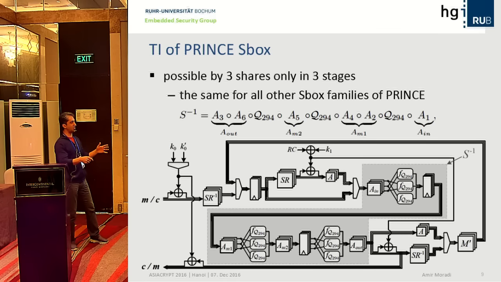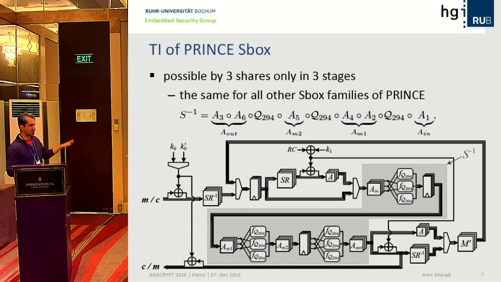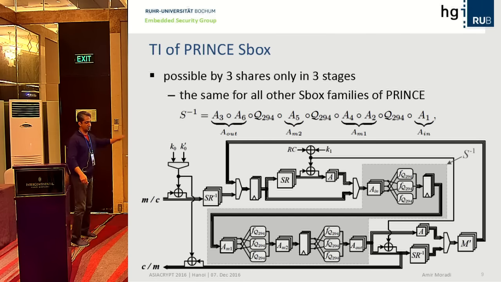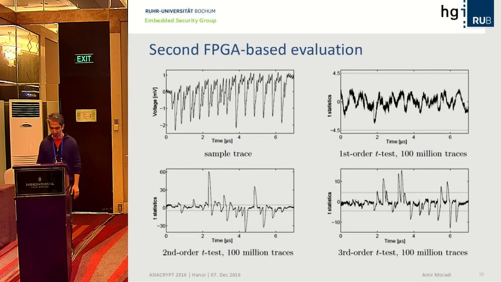If you have another Spox which could be decomposed in 2 stages, then of course it reduces the latency for you. But there are other Spox families in the Prince that are offered, suggested, but all of them unfortunately need to be shared in 3 stages. It means that there is no difference if you change the Spox, one of those Spoxes which are suggested by Prince.